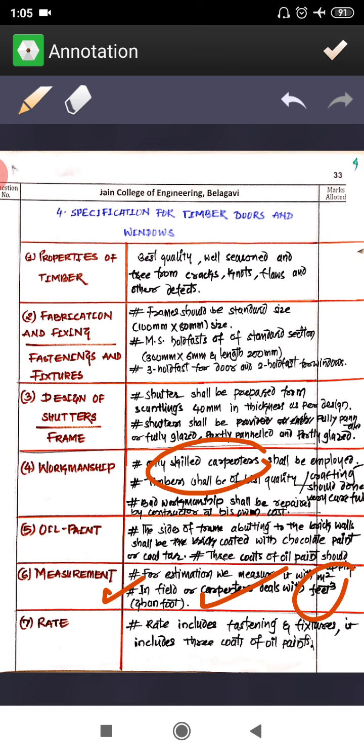Then we are going to consider the rate. It should include the fasteners and fixtures, and also the different coats that we are applying for that. So this is the specification for doors and windows.